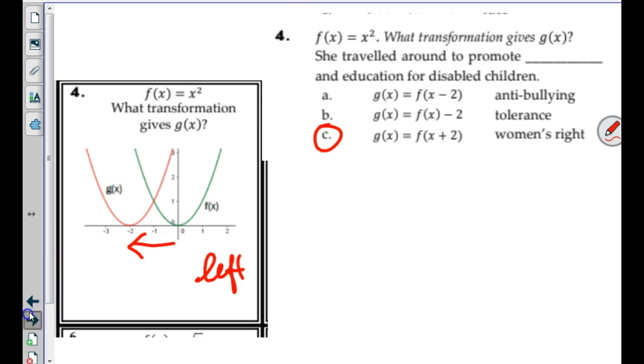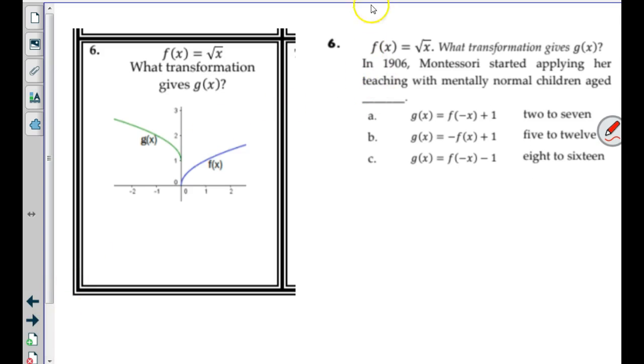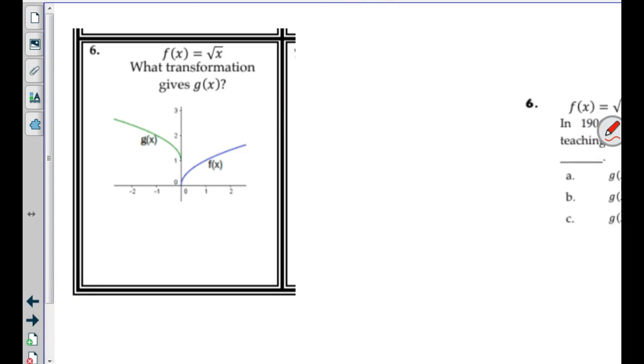attention. Number 5, the blue one came first this time. Our f of x is a square root at the origin. And what did it do to move over here? Left 2 and up 1. So up 1 and left 2. Good job.